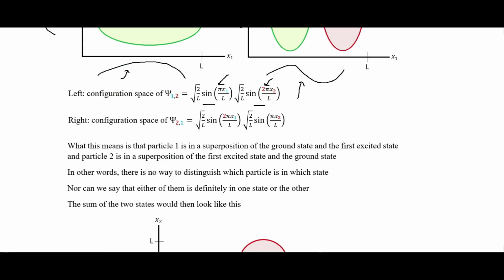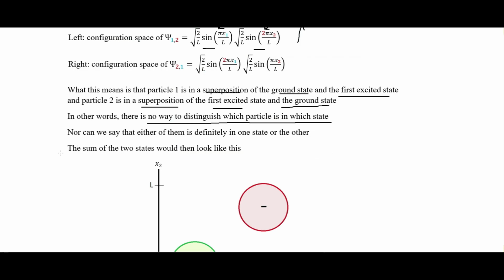So what this means is that particle 1 is in a superposition of the ground state and the first excited state, and particle 2 is in a superposition of the first excited state and the ground state. And so what this means in practice is that there is no way to distinguish which particle is in which state. They're both in a superposition of both states. And nor can we say that either of them is definitely in one state or the other.